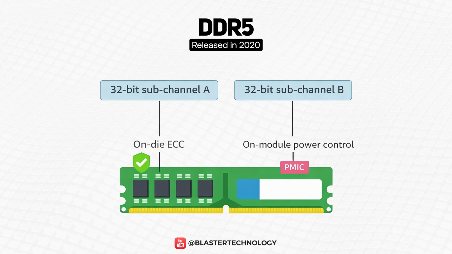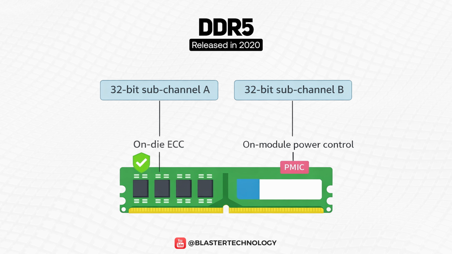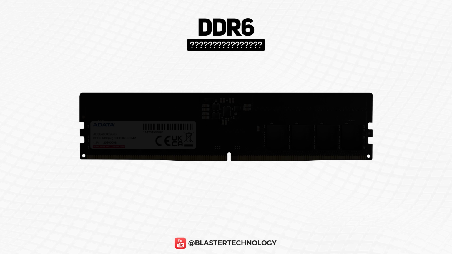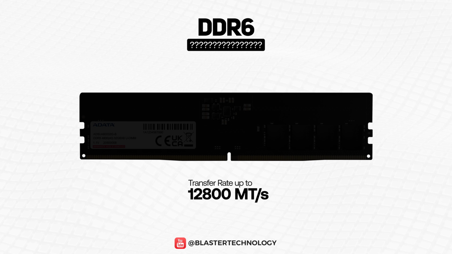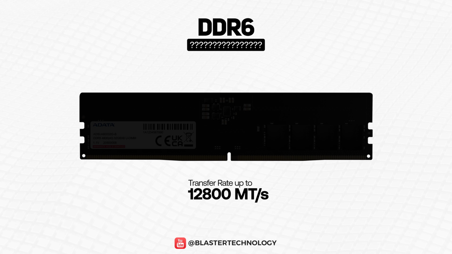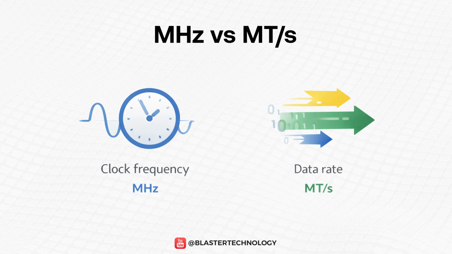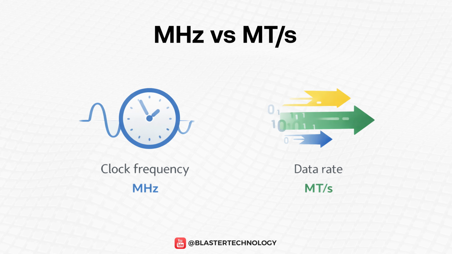In addition, each module is split into two independent 32-bit subchannels and includes features such as on-die ECC and on-module power management. For DDR6, the industry expects the first commercial platforms around 2027, with an estimated base speed of approximately 12,800 megatransfers per second. As you've seen, megahertz represents the actual operating frequency of the memory, while megatransfers per second represents the effective data transfer rate.